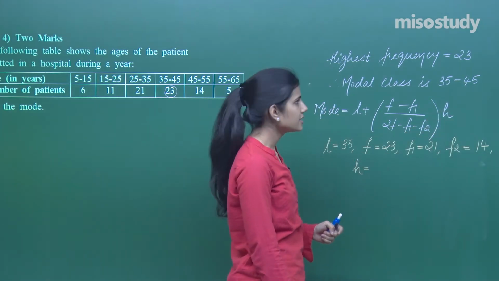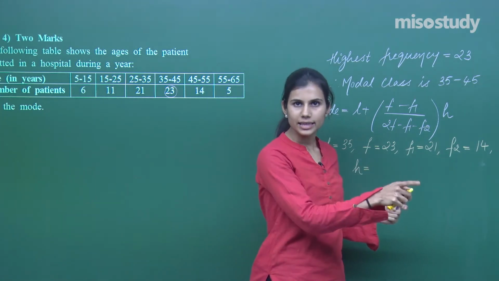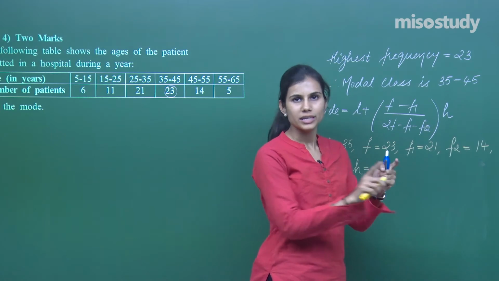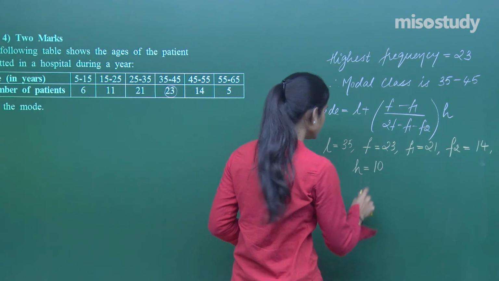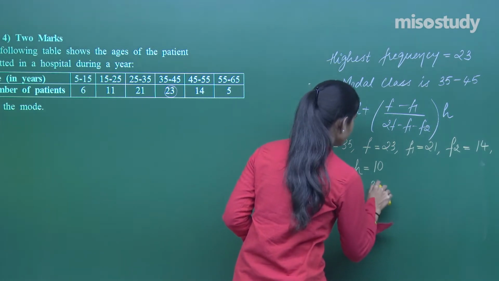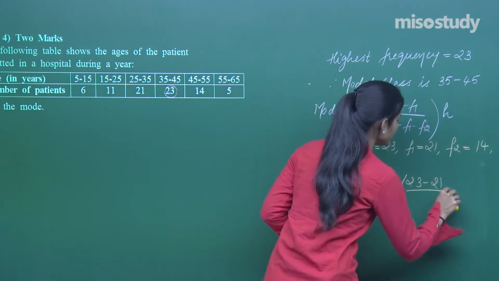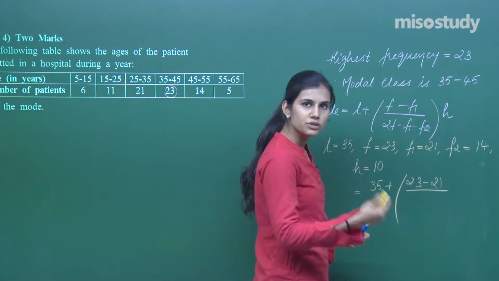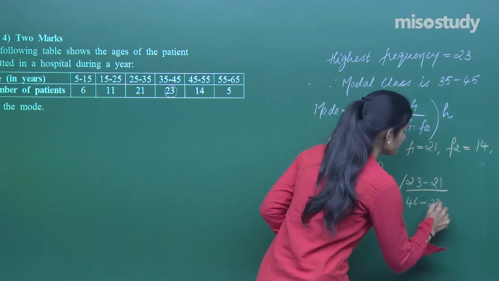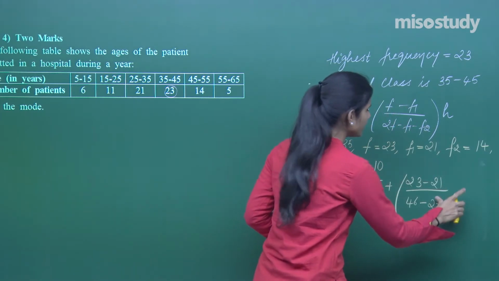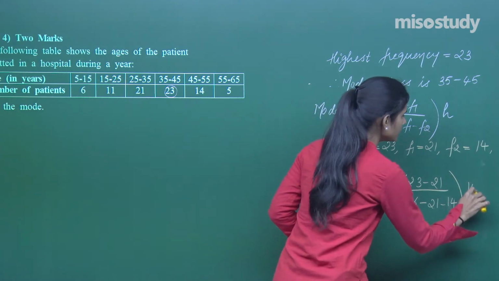In 35 to 45, 45 is excluded. So 35, 36, 37, 38, 39, 40, 41, 42, 43, 44. These are 10 values. So class size is 10. And just plug it in here, you get the mode. It is 35 plus (23 minus 21) upon (2 into 23, which is 46, minus f1 minus f2) minus 21 minus 14, into h.